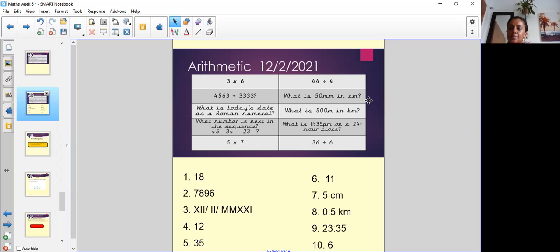Number 6 is 11. Number 7 is 5 centimeters. Number 8 is 0.5 kilometers. Number 9 is 23:35 as a 24-hour clock. And number 10 equals 6.